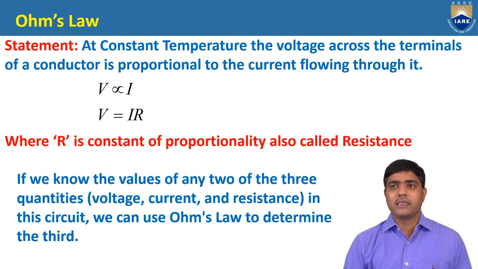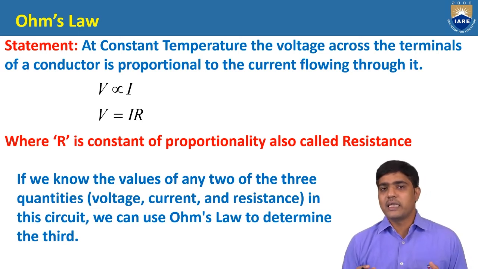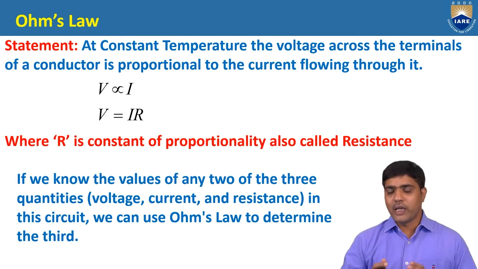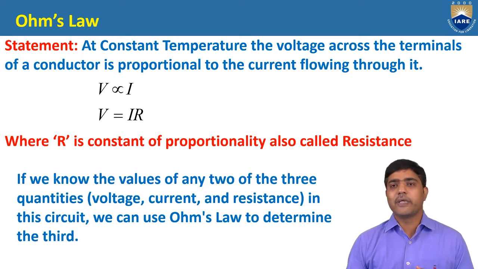At constant temperature, the voltage across the terminals of a conductor is proportional to the current flowing through it. So the constant temperature is very, very important here. Why? Because if there is a rise in the temperature of the conductor, there is a change in the resistance also. For that particular case, we cannot apply Ohm's law. So whenever you are applying Ohm's law, you have to consider that the resistance of the circuit is constant. At constant temperature, the resistance offered by the material is also going to be constant.